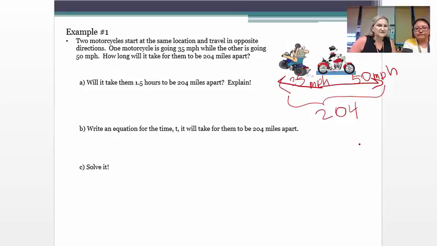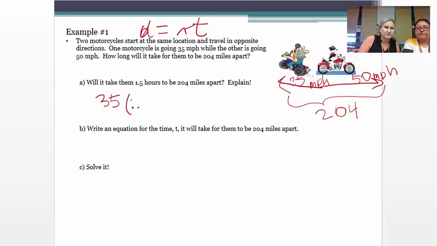So before we actually answer this question, let's take a look at a guess. For part A, we are asking, will it take them 1.5 hours to be 204 miles apart? So my total distance comes from the distance of the first motorcycle. Remember, our general equation: distance is given by rate times time. So my first motorcycle is moving at 35 miles per hour times the time, which is 1.5 hours, plus the second motorcycle is going at 50 miles per hour times 1.5 hours. And the question is, will that give me a total distance of 204?